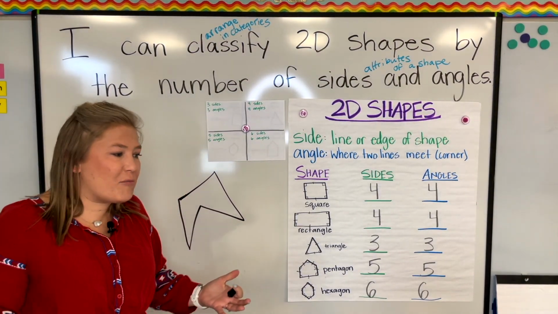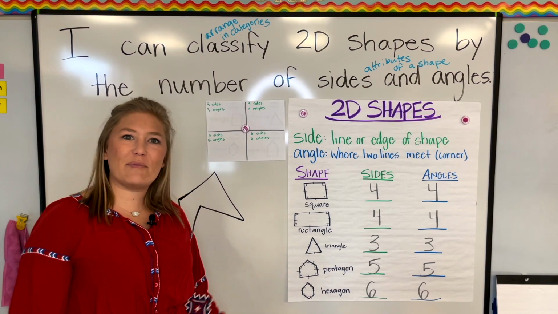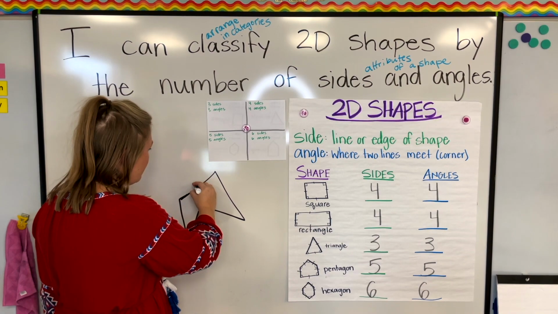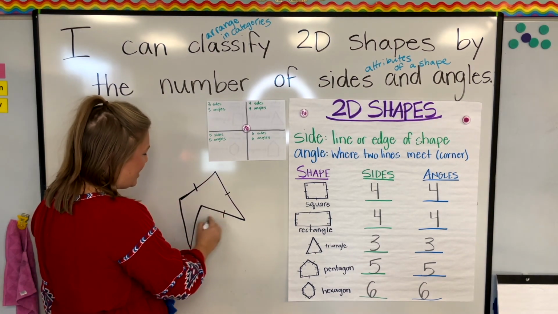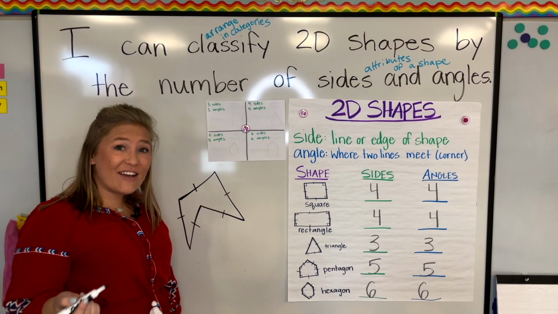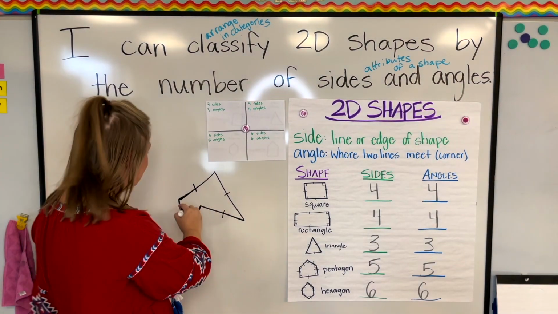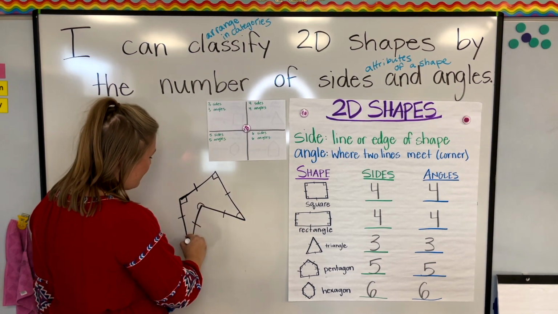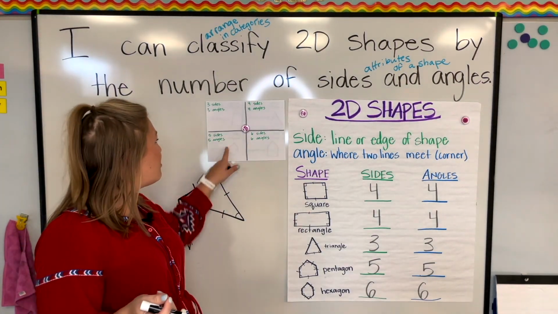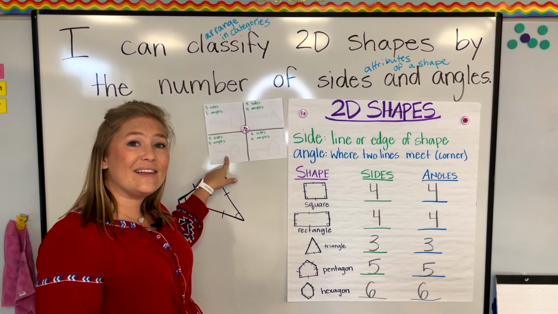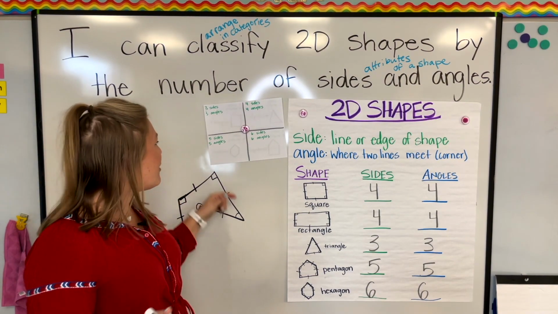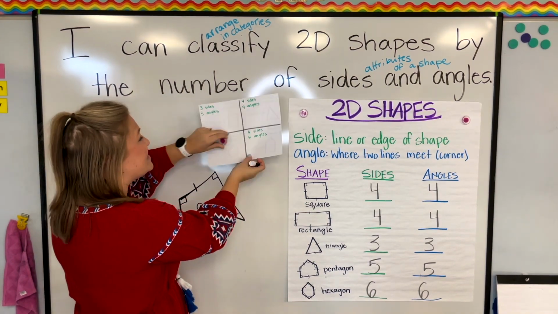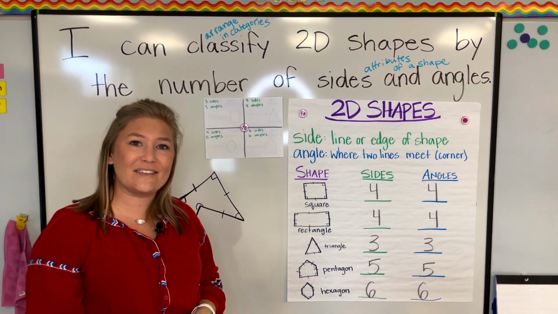Is that shape something that we normally see when we think of the shapes that we learn in school? Let's count the sides and the angles. We have 1, 2, 3, 4, 5 sides. I wonder how many angles it has. 1, 2, 3, 4, 5. So I could put that right here in 5 sides and 5 angles, even though it maybe doesn't look exactly like the pentagon I drew on the other side. It still has the same amount of sides and angles.